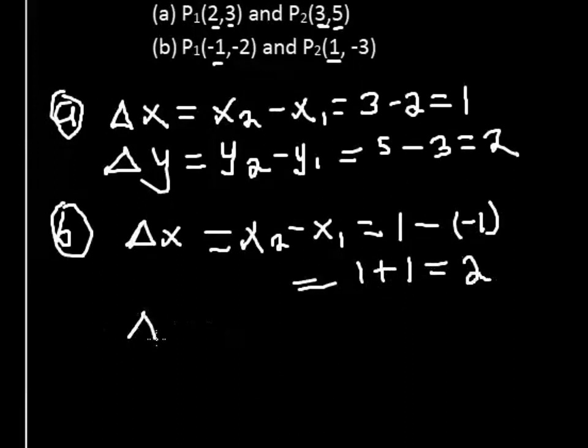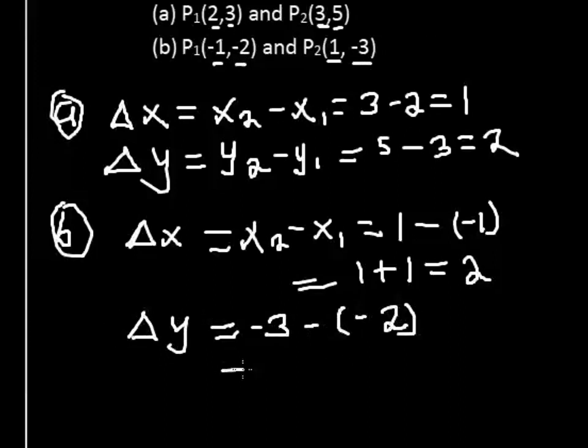Of course, delta y: the final y is minus 2, the initial y is minus 3. So I'm going to have minus 2 minus minus 3. Okay, so what does that give me? Minus 2 plus 3, which gives me 1. So that is how we evaluate increment.